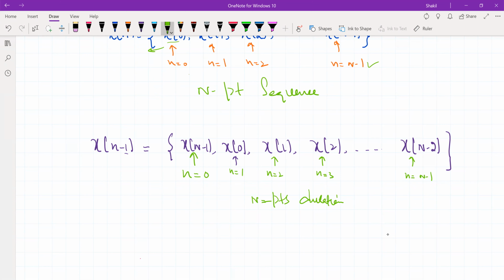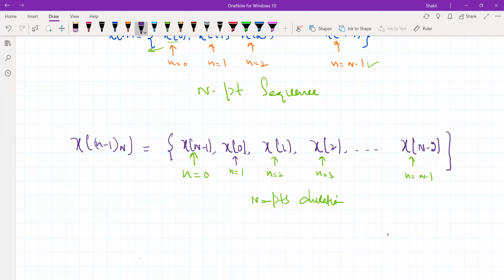How do we do that? We wrap the point that falls outside the limit of this sequence at the beginning. And this is referred to as the circular shift of the sequence, and we denote it by a special symbol or a special name like this. This is how circular shift is denoted.